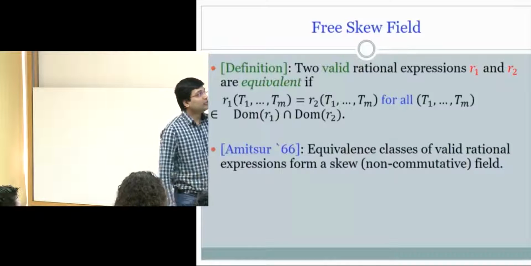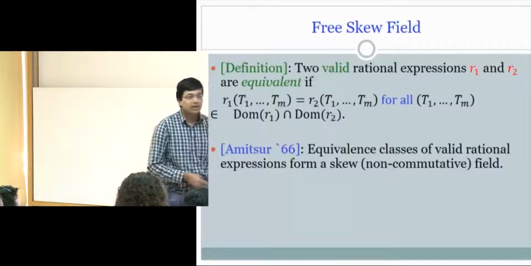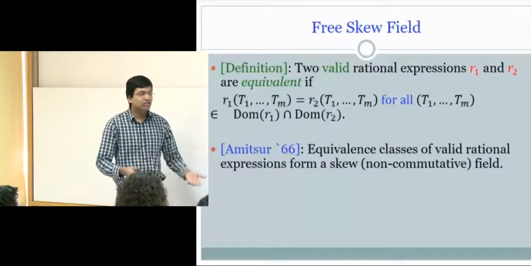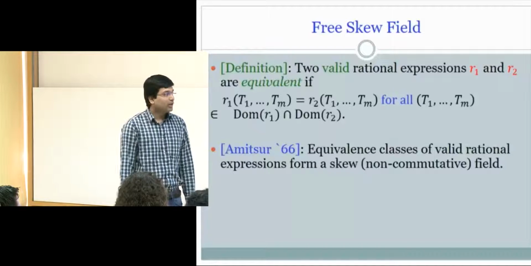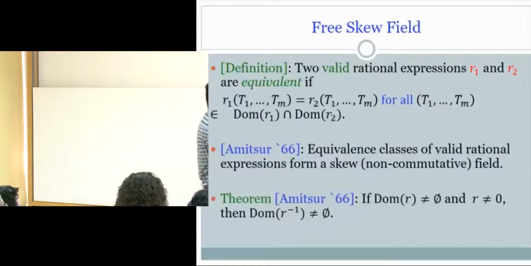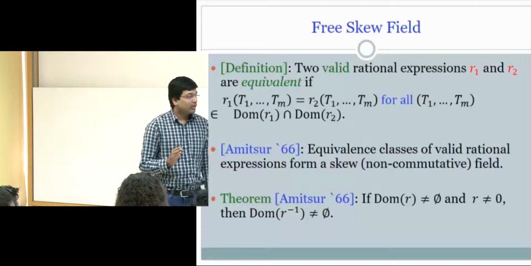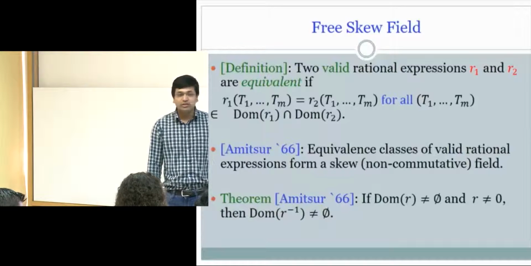So really the free skew field is you define this relation and you take the equivalence classes, and addition and multiplication are defined in an obvious way. Okay, that forms a field. The only non-trivial part in proving this theorem is this part: if the domain of a rational expression R is non-empty and R is not equivalent to 0, then the domain of R inverse is also non-empty. So this is a non-trivial theorem.